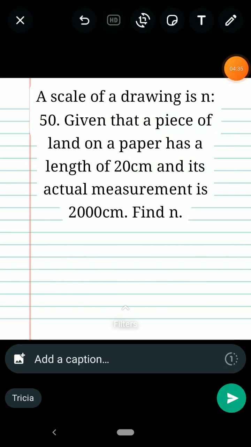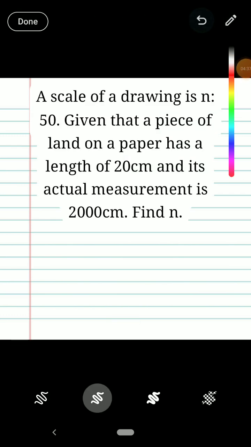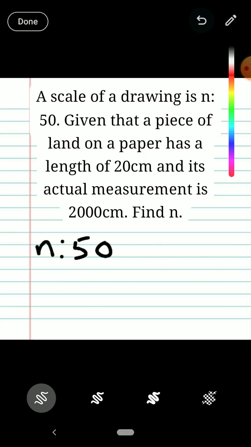Another example. Let me just write it. The question says a scale of a drawing is n to 50. Given that a piece of land on a paper has a length of 20 centimeters and its actual length is 2000 centimeters, find n.